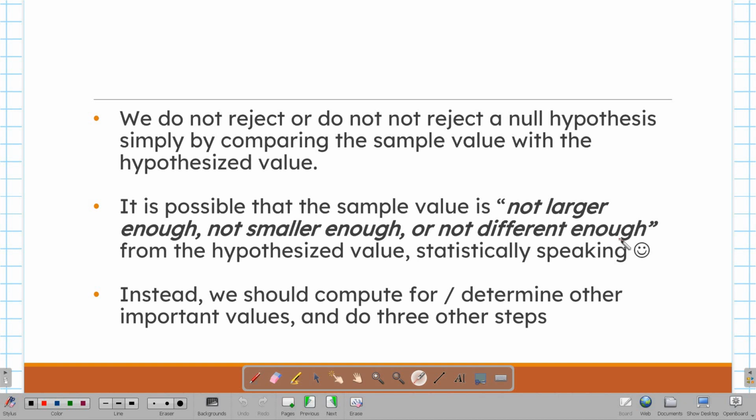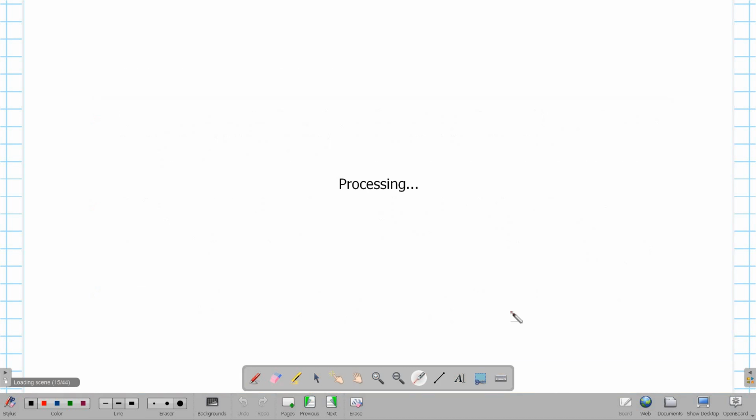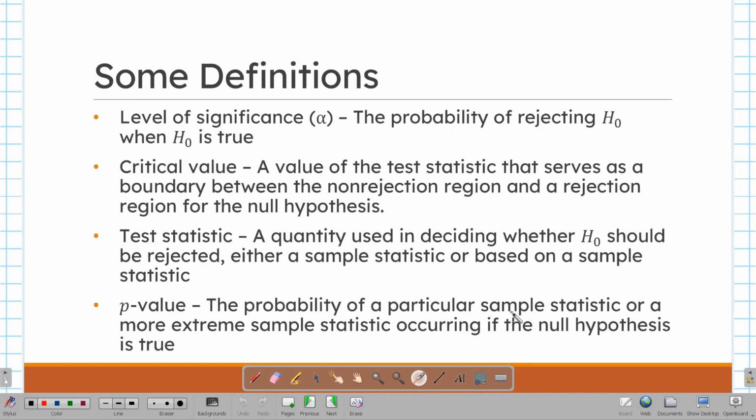So we don't just simply do that. We have to determine important values and do three other steps. First we define some values we need to be familiar with. First is alpha, the level of significance. This is the probability of rejecting H0 when H0 is true, and it is one of the bases we use when we do a hypothesis test. It is also the probability we allow ourselves of making a mistake, because rejecting a true H0 is wrong, and since the sample is not the entire population, we have to allow ourselves to make that mistake.